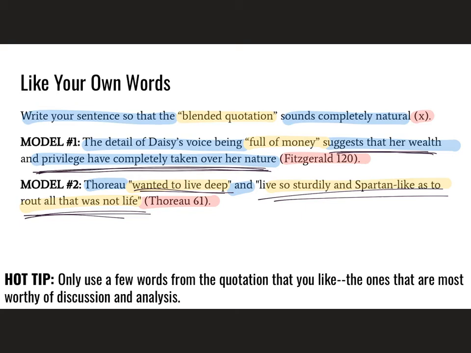All right, really quickly, a hot tip. You want to always be like student number 2, in that you only want to use the few words from the quotation that you like, the ones that are most worthy of discussion and analysis. Both student 1 and student 2 do this. They're focusing solely on the language they need to prove their argument. Go ahead and pause the video now. Try integrating a quotation as if it were part of your own words in your sentence. And when you think you've done it, go ahead and press play.